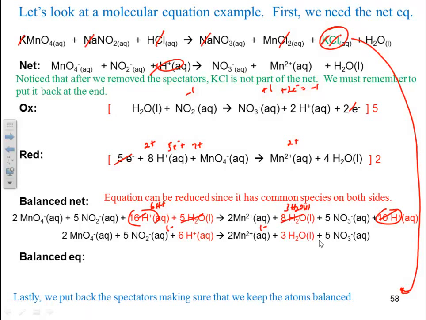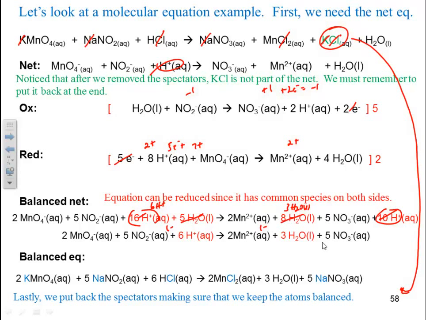Last we put back the spectators, making sure to keep the atoms balanced. So for the permanganate, I had potassium, so I put that back together. For the nitrite, I had sodium nitrite, I put that back together. For the H+, I had hydrochloric acid, manganese 2, water, and sodium for my nitrate.